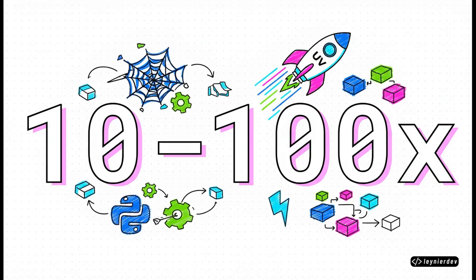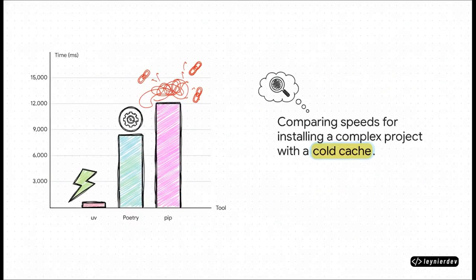This is not some small incremental improvement. This is a complete transformation of your workflow. What used to be your coffee break is now over before you can even get out of your chair. I mean, this chart just says it all. For a fresh install of a pretty complex project, PIP takes 12 seconds. Poetry takes about 8.5. UV does the exact same job in just over 0.2 of a second. It's not just faster, it's in a completely different league of performance. It's not even a fair fight.